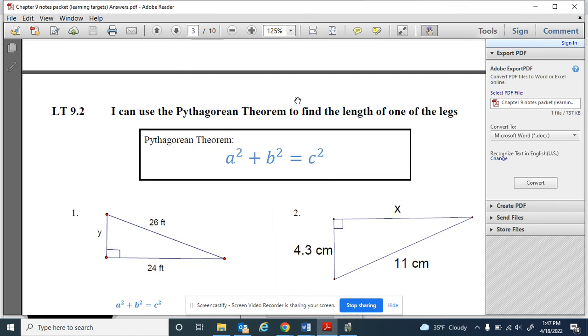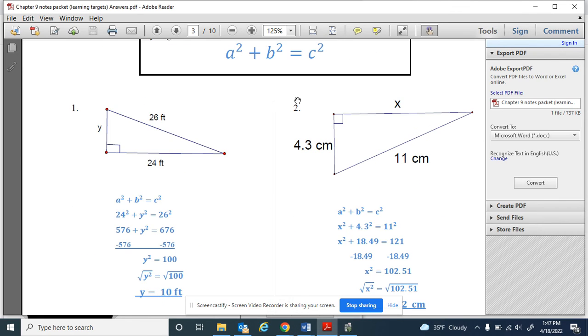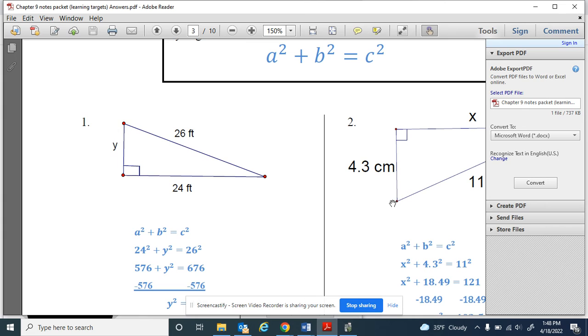Then here's our next problem we're looking at. We have another right triangle with 4.3 centimeters, x, and 11 centimeters. So we identify the legs, we identify the hypotenuse, and we're going to go ahead and do the exact same thing. So I challenge you to try this on your own and then to come back and to look over the answers.